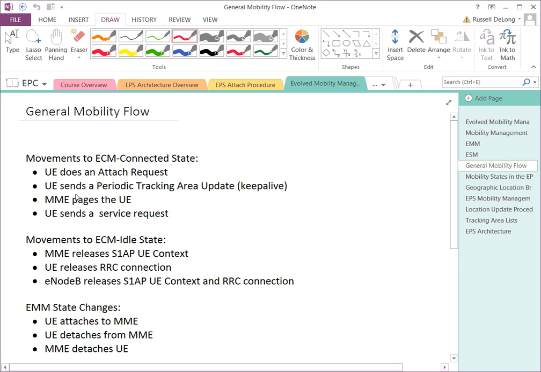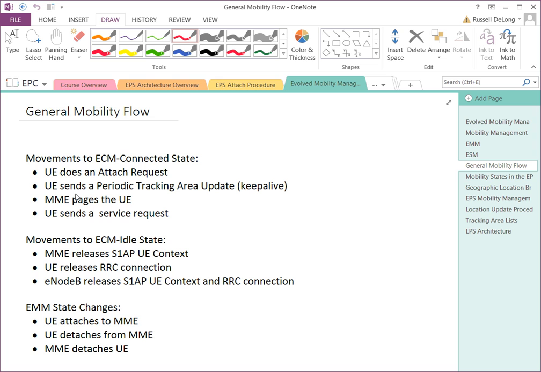When the UE sends a periodic tracking area update, this is a keep alive. So when the user is in an idle state, the network, because we're still talking about a stateful registration, the user being registered with the MME, even though he's idle, he still needs to send periodic keep alives to tell the network that he still exists, that the phone hasn't ended up in a blender and been completely destroyed, that kind of stuff. So the user needs to send keep alives.